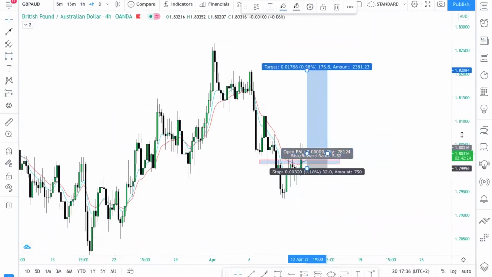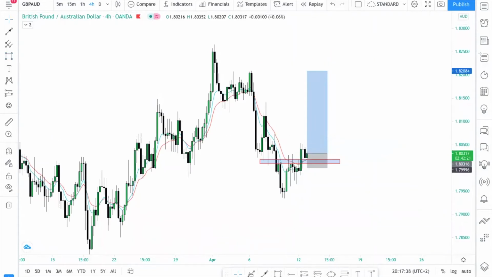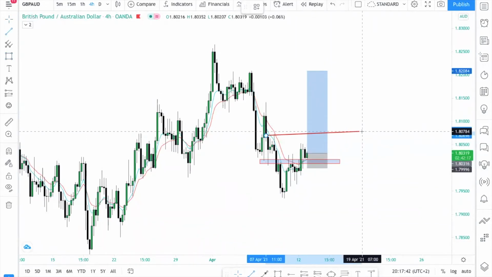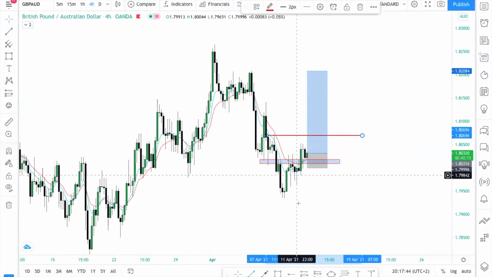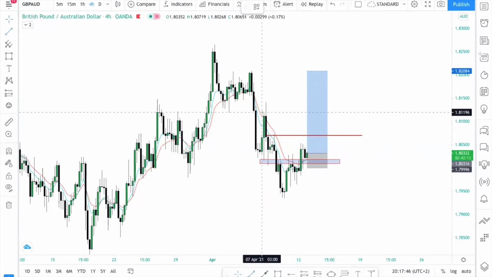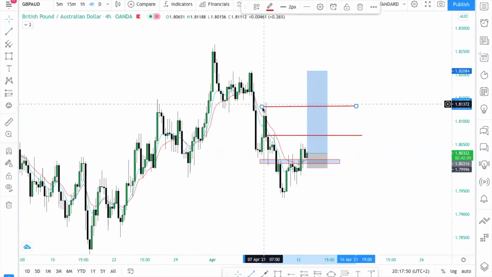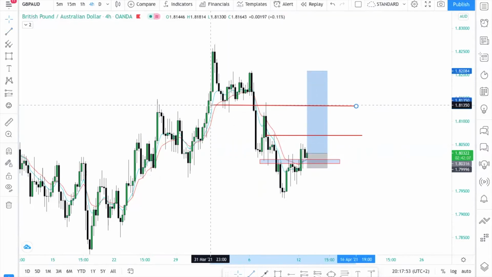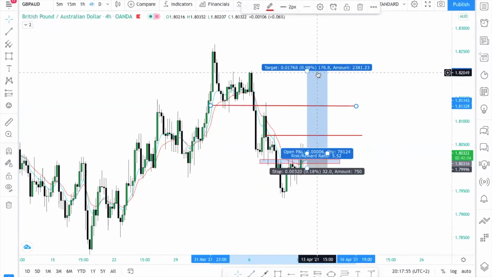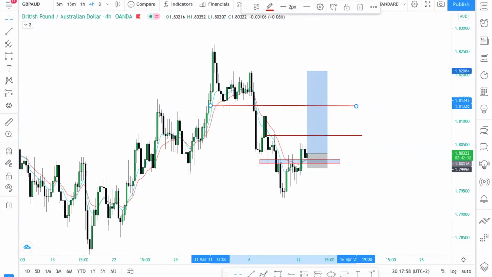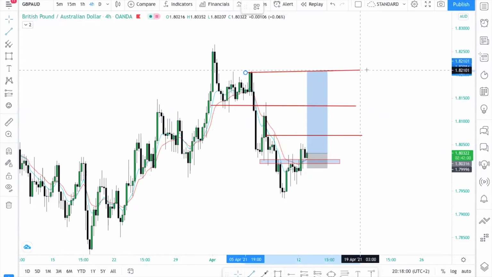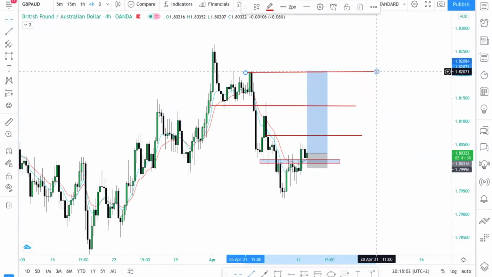Along the way, I will look to secure some profits when price reaches these highs. First one there, second one around there, only because that's the area here. And then all the way up over here will be my final take profits.